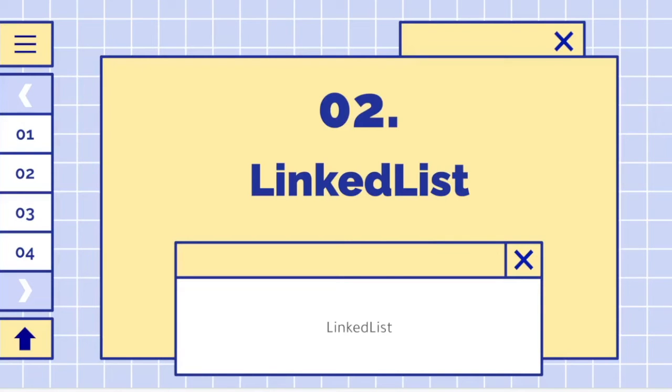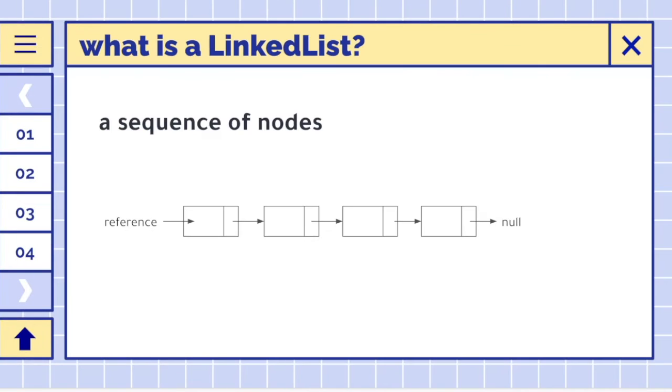Next, we have linked lists. So what is a linked list? Well, a linked list is a sequence of nodes. This is a little different from how array lists work. Even though it is mutable and you can change and add elements, the way we do it is a bit different. Each one of these little boxes is a node, and each node holds its own value and the address of the next node, which is why it's sort of a chain or a sequence of nodes.